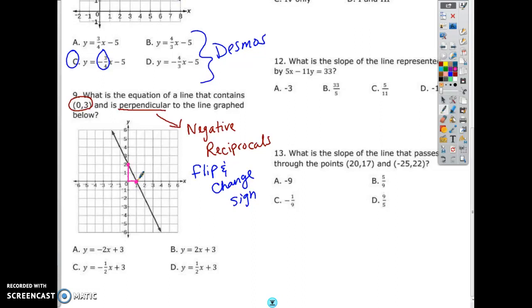I don't know if y'all noticed, but this is a negative slope. How do you know that it's negative? Because it's going down from left to right. So my negative reciprocal is going to have to be positive. Okay? So how much did I go down? I went down 2, and I went over 1. So that's negative 2 over 1. So I need to flip it and change the sign. If I flip it, it becomes 1 over 2. And if I change the sign, it becomes a positive.